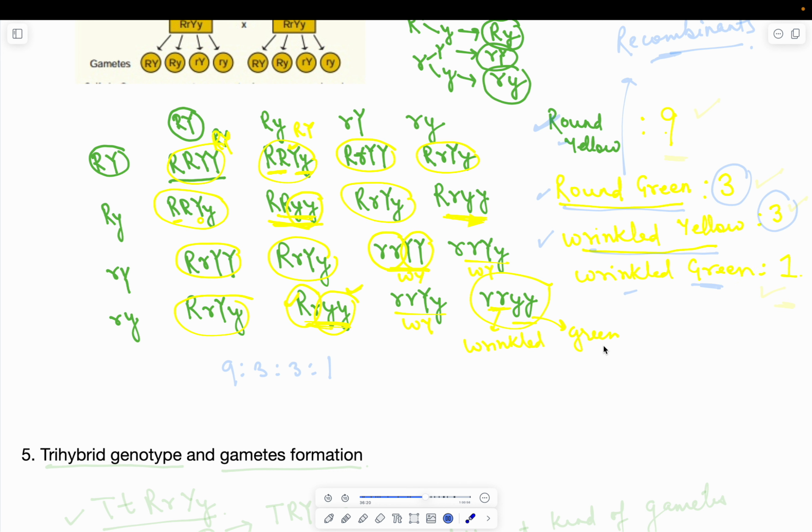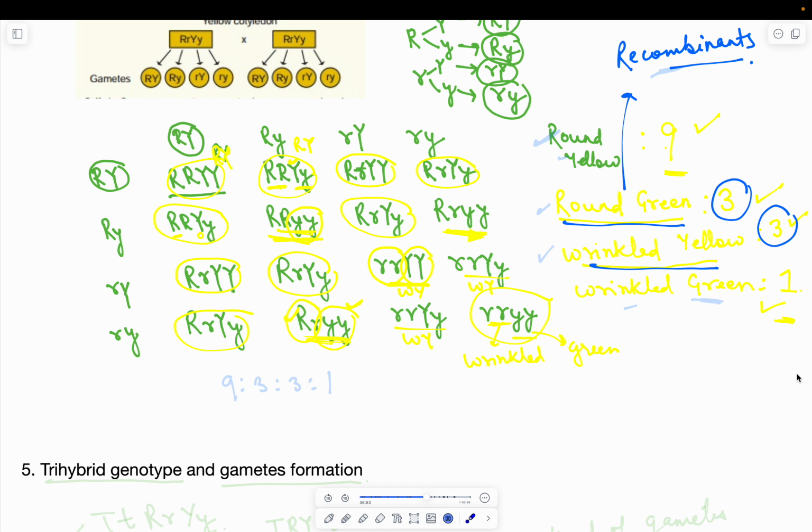So what's the phenotypic ratio? The phenotypic ratio comes out to be 9:3:3:1. 9 and 1 are the parental types, and these 3, this and this, round green and wrinkled yellow, are known as recombinants. So if somebody asks you about the ratio of recombinants, you can find it out from these values, right?